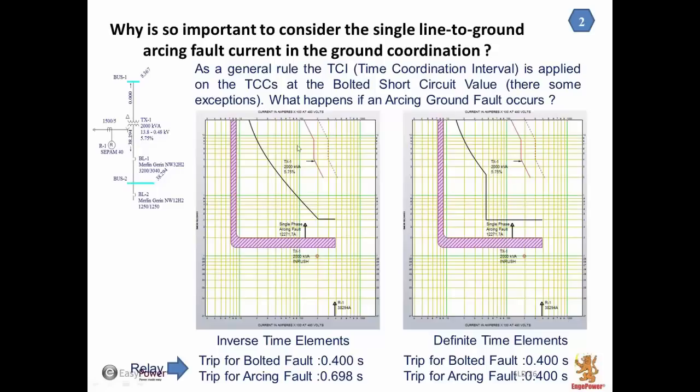In this first situation, for a bolted fault, in this region, we are going to have about 400 milliseconds to trip the upstream relay. But if we have an arcing fault, because I am using an inverse time relay, the relay will trip in 698 milliseconds.